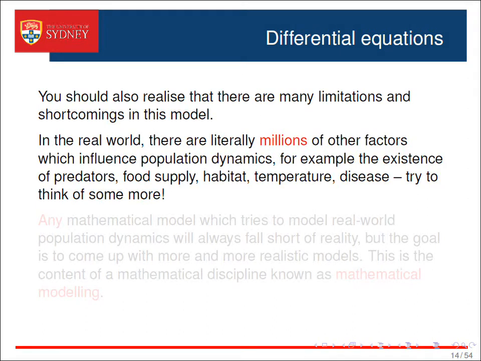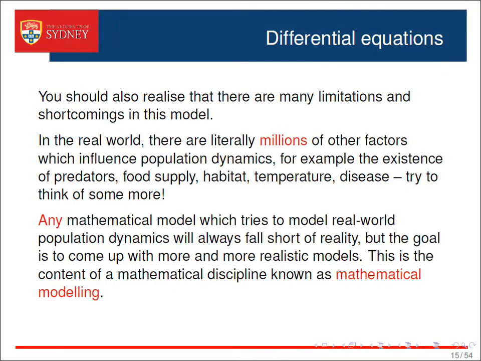In a real-world scenario, there are millions of different things which influence the growth rate of a population other than its current size. Predation, food supply, temperature are just a few, and I'm sure you can think of more. By necessity, any mathematical model which is trying to describe real-world phenomena will fall short of the infinite complexity of reality. But better and better models can become better and better approximations to the real world.